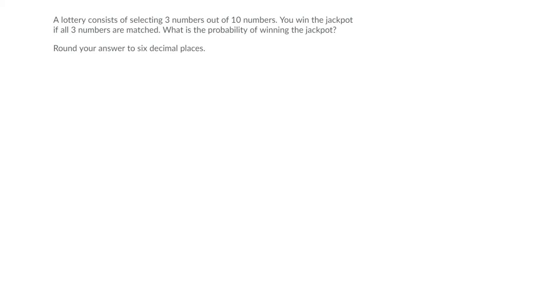Okay, so we're on problem 4 from this section, and this lottery problem is a little bit vague because we're not quite sure whether we're choosing three numbers with or without replacement. It doesn't really say. So I'm going to assume that when we select 3 out of 10 numbers, we're going to select without replacement.